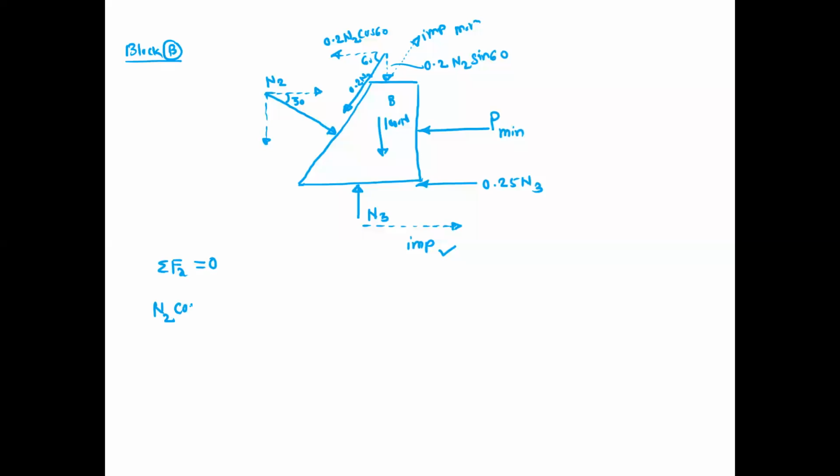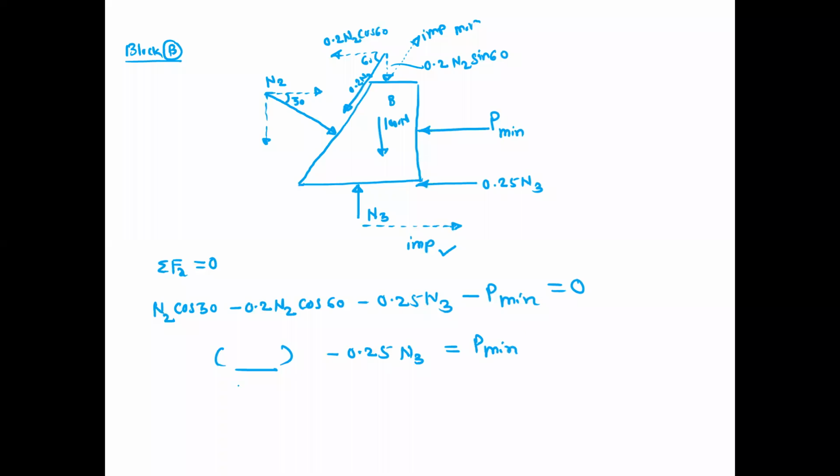So for summation Fx, it is N2 cos 30 positive, then minus 0.2 N2 cos 60 minus 0.25 N3 minus P minimum equal to 0. Okay. So simplify this equation. So you will get some equation. This constant minus 0.25 N3 is equal to P minimum. Okay. And then use summation Fy is equal to 0.